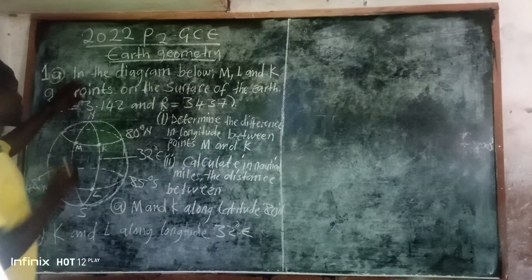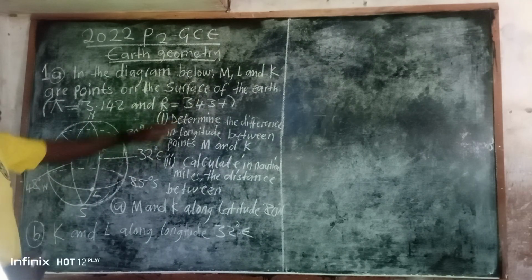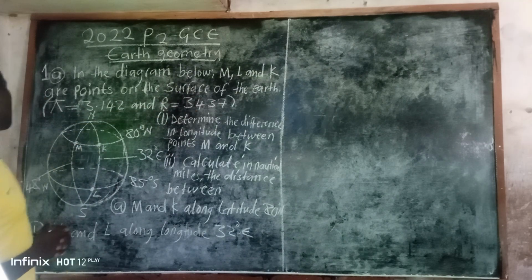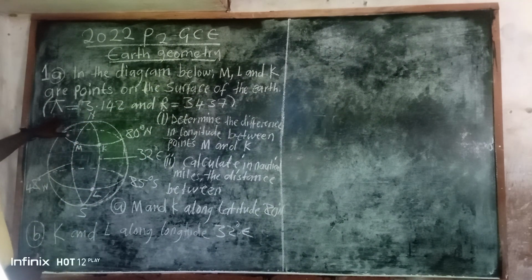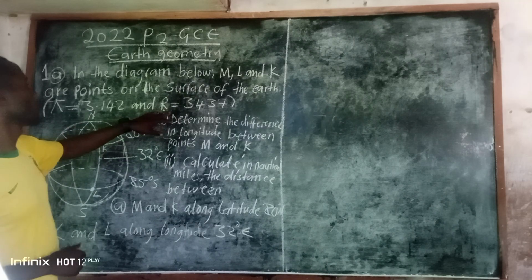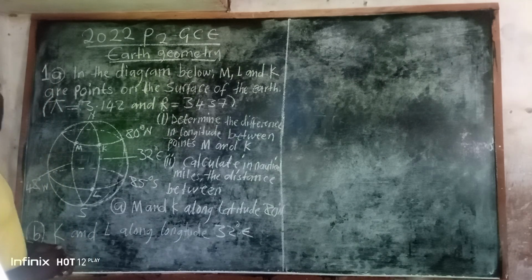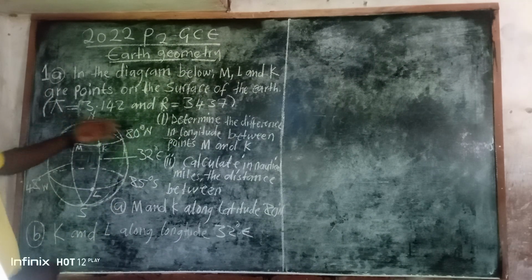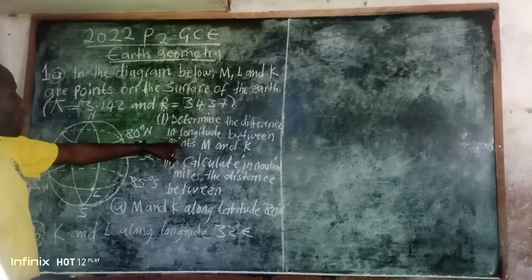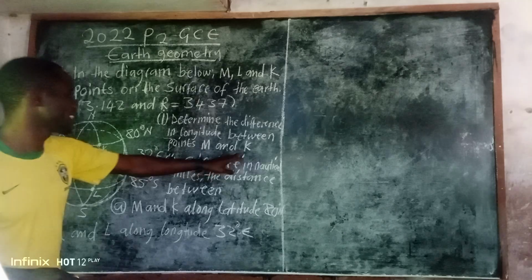Okay, so the question: in the diagram below, M, L, and K are points on the surface of the earth, where pi is equal to 3.142 and the radius is equal to 3437. Then the question says, bullet 1, determine the difference in the longitude between points M and K.